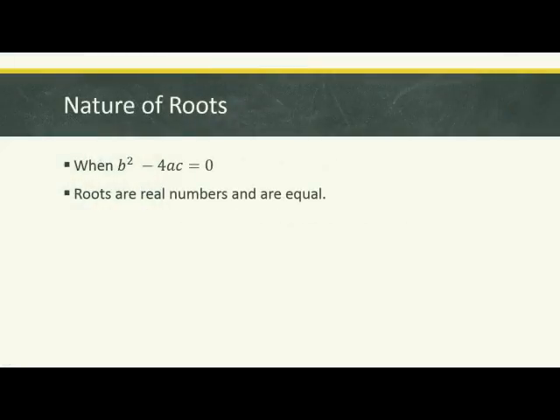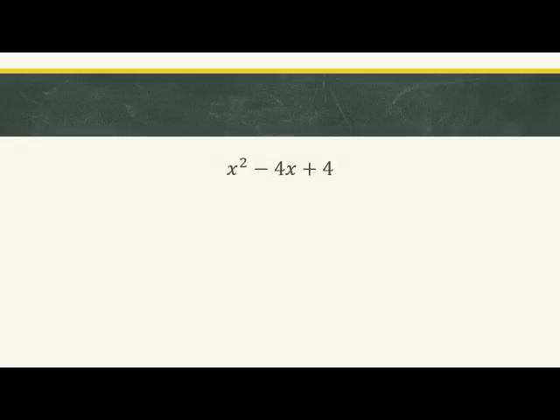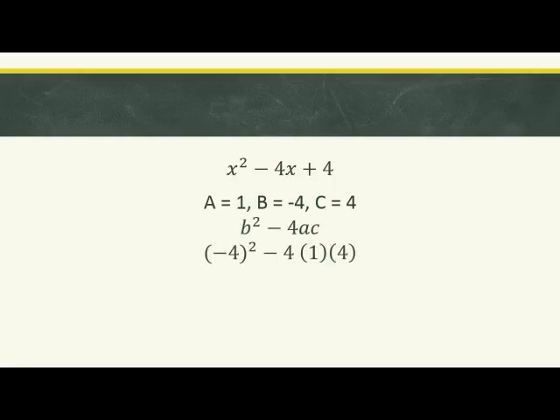When b squared minus 4ac is equal to 0, then the roots are real numbers and are equal. Example: describe the roots of x squared minus 4x plus 4 equals 0. The values of a, b, c in the equation are a equals 1, b equals negative 4, c equals 4. Substitute these values of a, b, and c in the expression b squared minus 4ac.